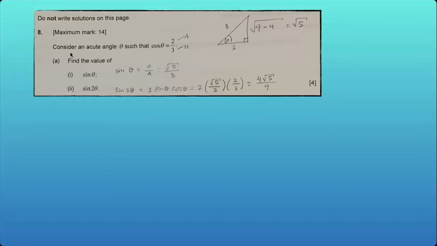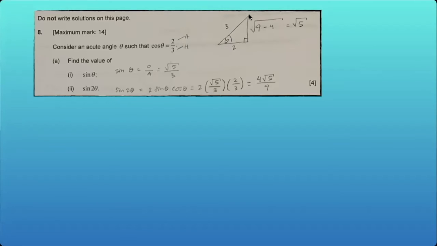Number 8, consider an acute angle theta such that cosine theta is equal to 2 over 3. A, find the value of sine theta. Well, since this is acute and cosine theta is equal to the ratio of the lengths of adjacent side divided by the length of hypotenuse. Let's sketch our little triangle. Must be right angle triangle. And let's put theta over here. Therefore, this side is the adjacent side. This side is the hypotenuse.